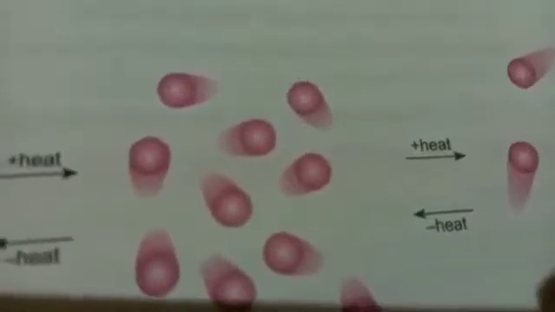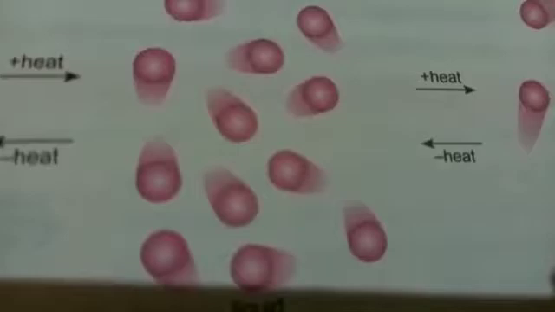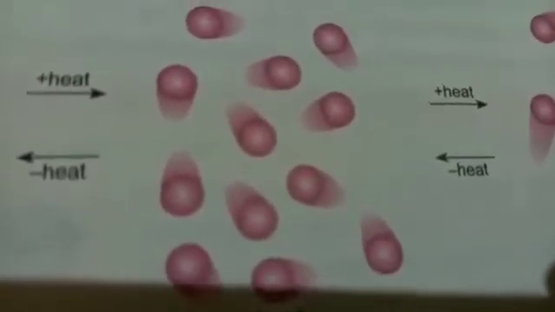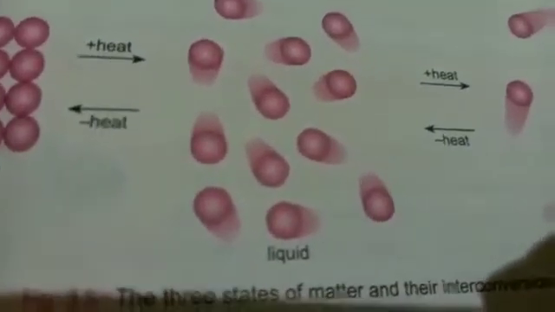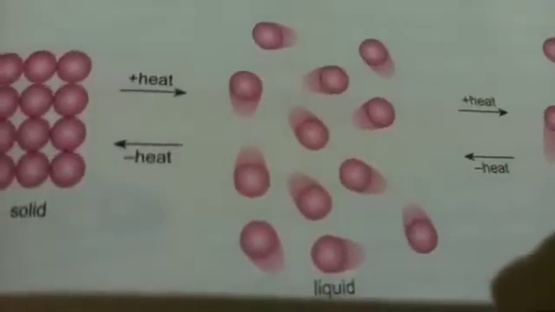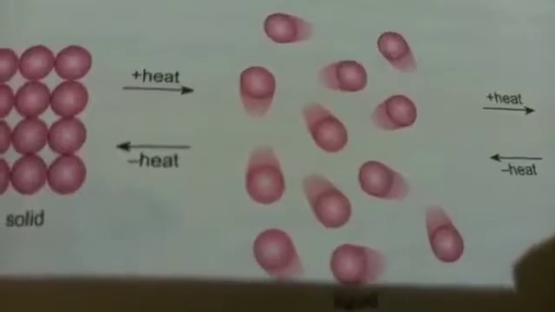So that makes the difference between the properties of solid and the properties of liquid. Why? Because the gap is more. As a result, the force will be less. Now let's see about the different properties of liquid.